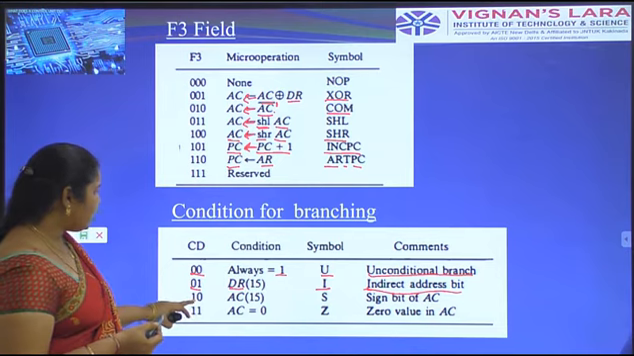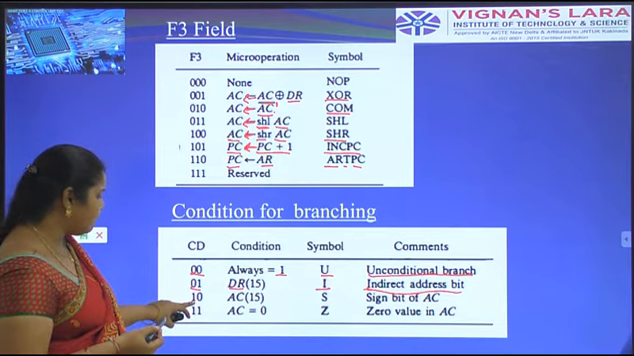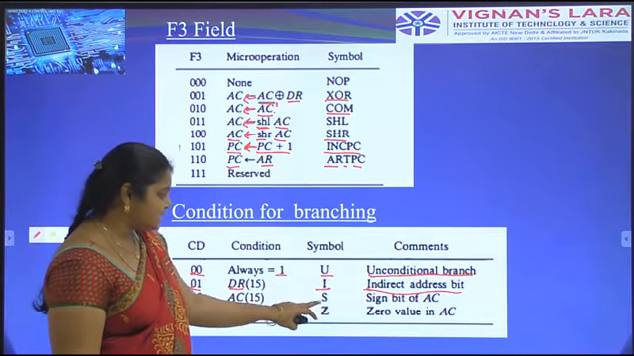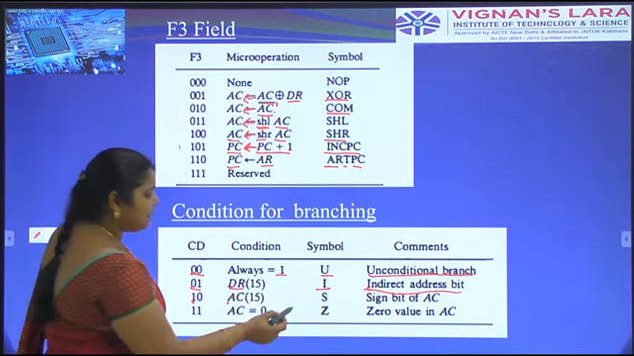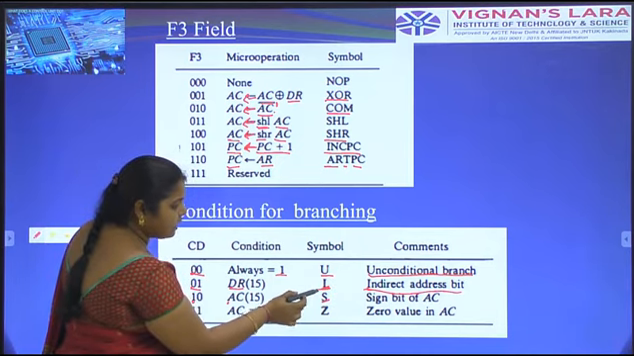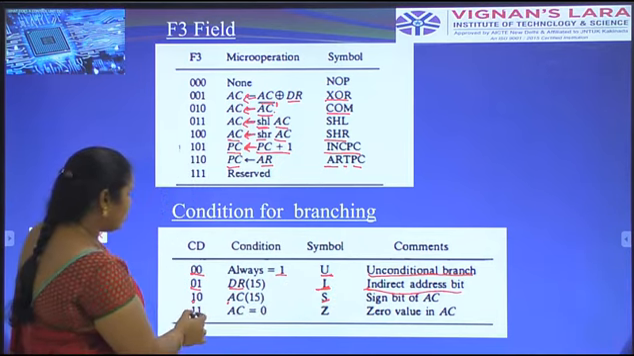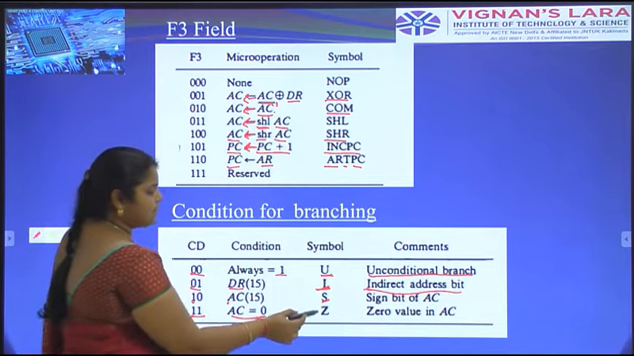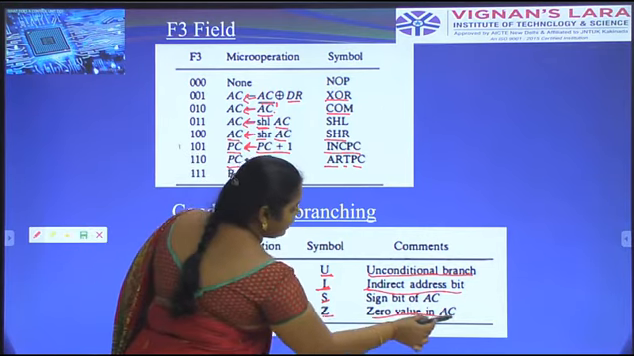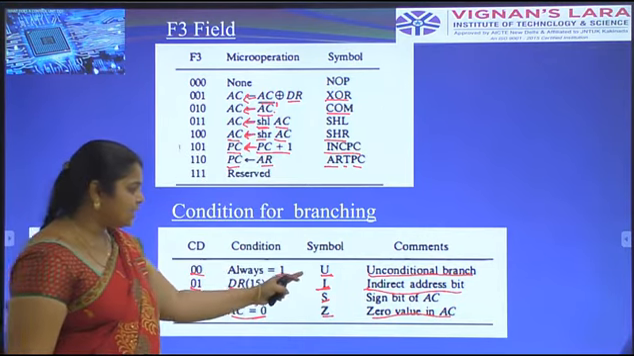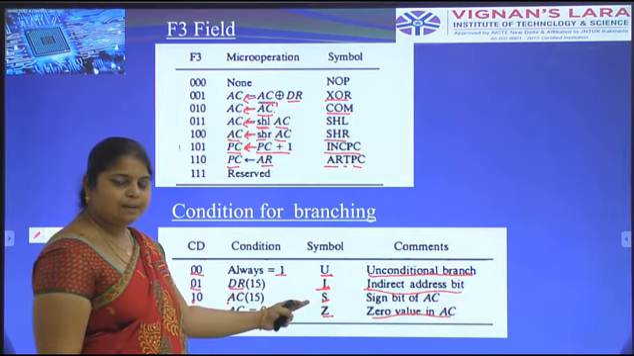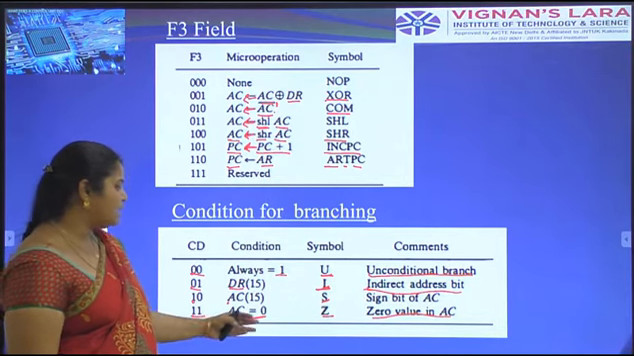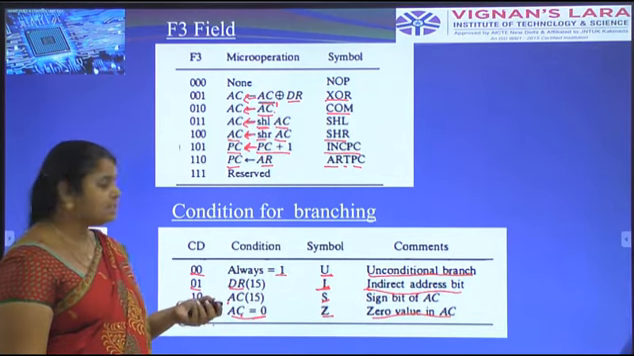Next, coming to the condition for branching, 2 is the input. This is the accumulator, it consists of 15 bits and its symbol is S, the sign bit of the accumulator. S means sign bit, I means indirect bit, U means unconditional branch. Coming to the third input, the accumulator will be equal to 0. The symbol used is Z, the Z value in the accumulator. U is unconditional, I means indirect, S means sign bit, Z means 0. Here the accumulator will be 0, that's why we call it the Z value in the accumulator is 0.